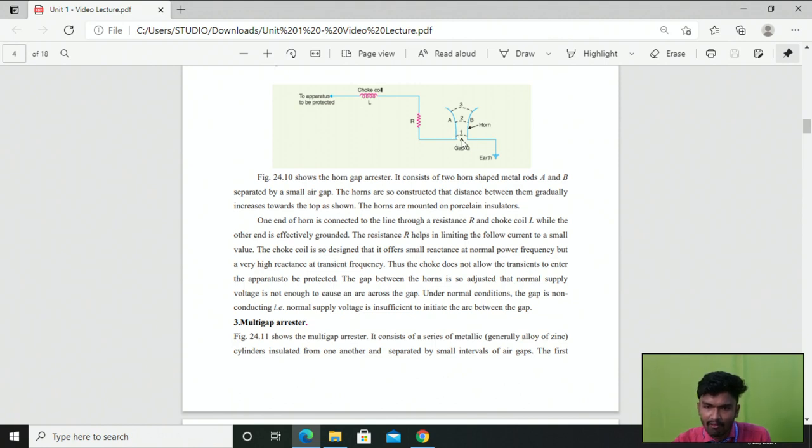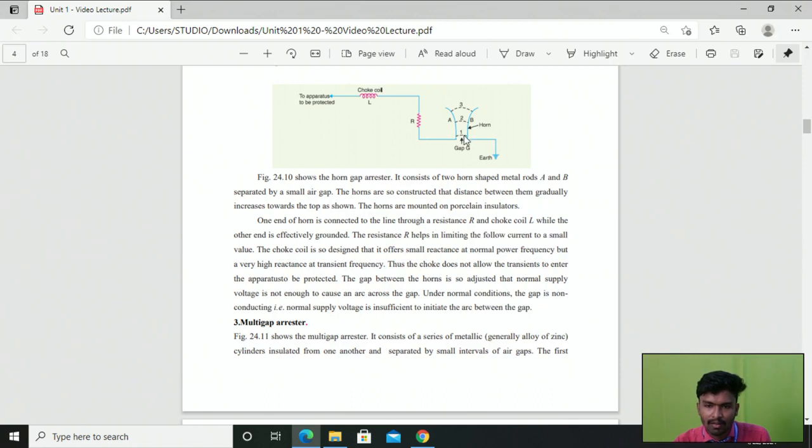So at that time what will happen? Here we have maintained some spacing between the two metal rods. If an arc is created, the surrounding air will dissipate the heat. Due to that heat, we have some air circulation, and due to that air circulation, the arc starts to move upwards.